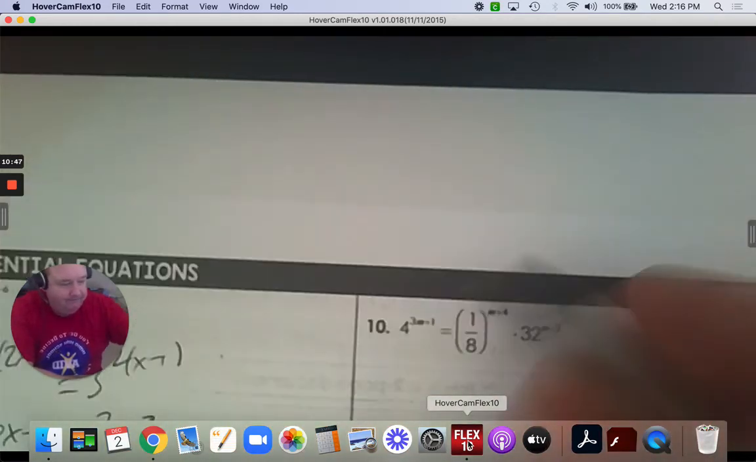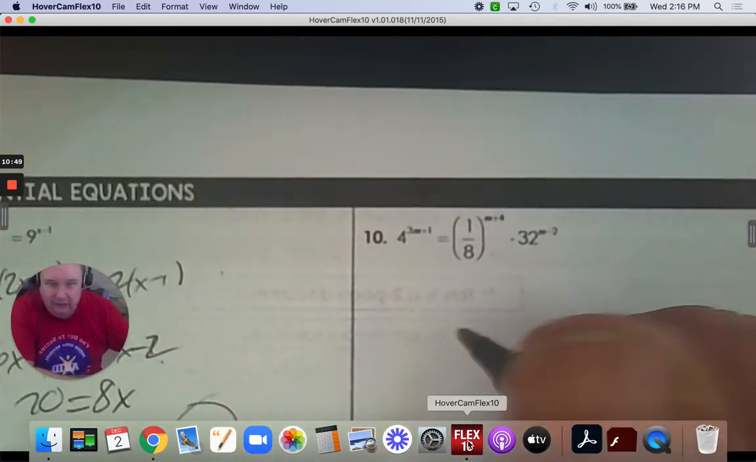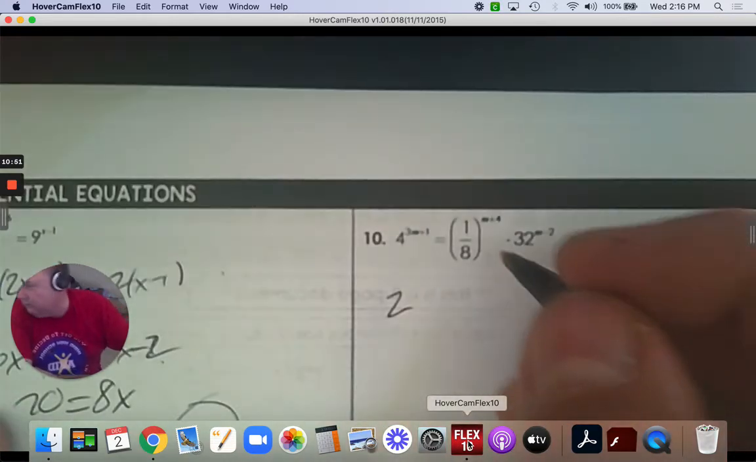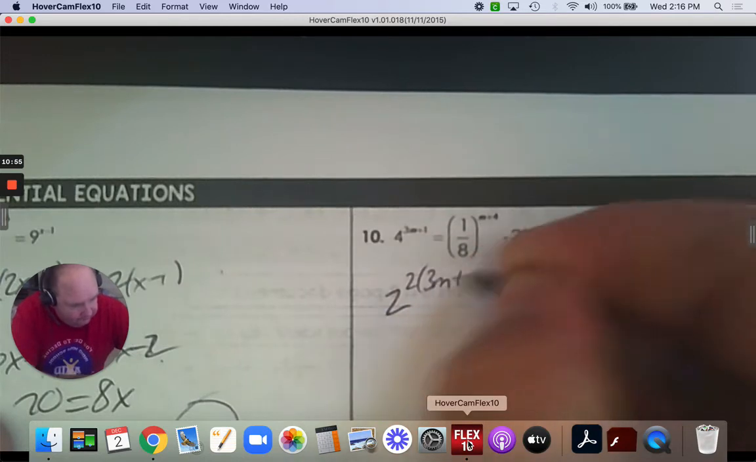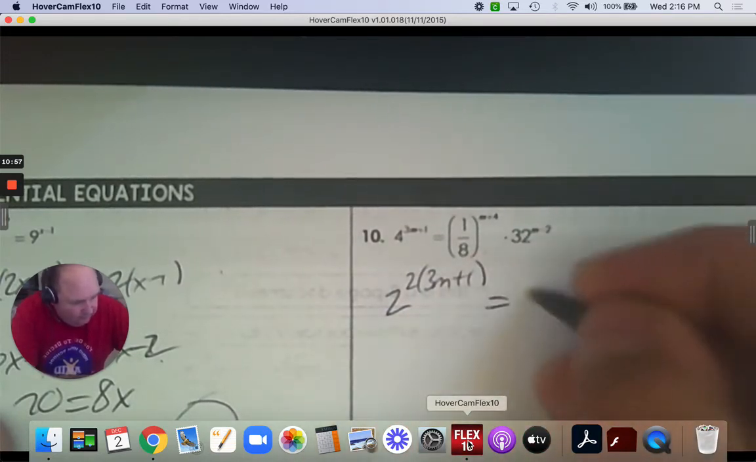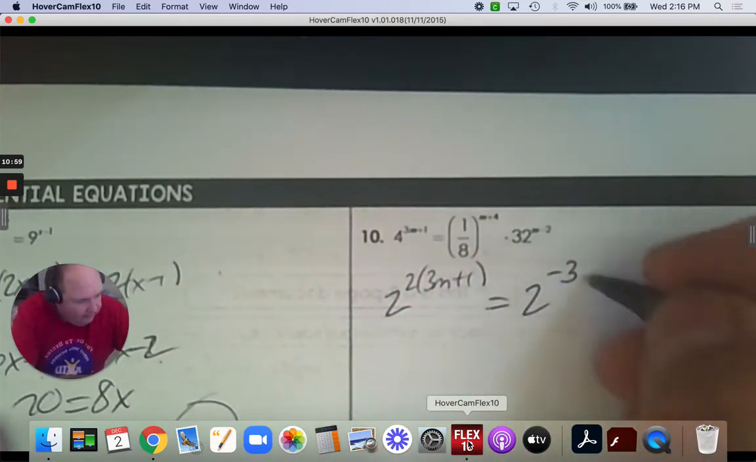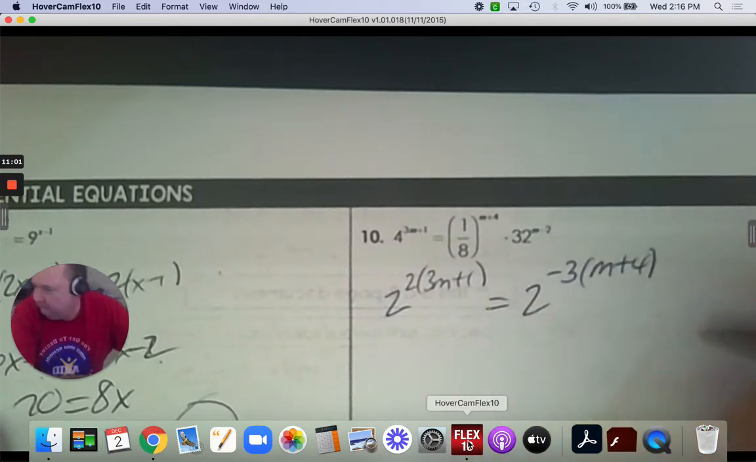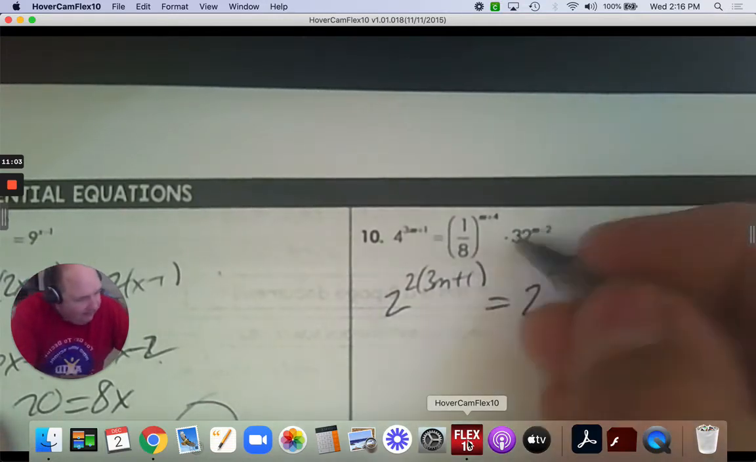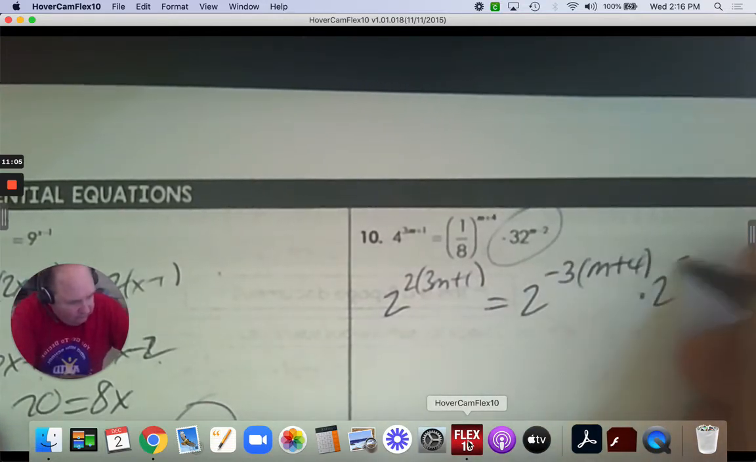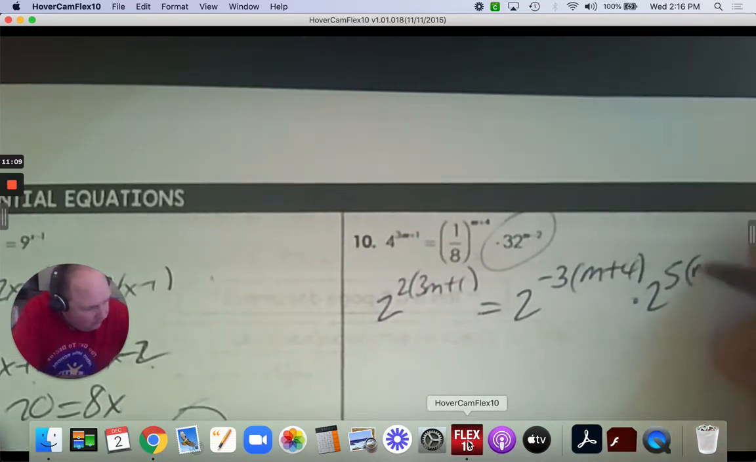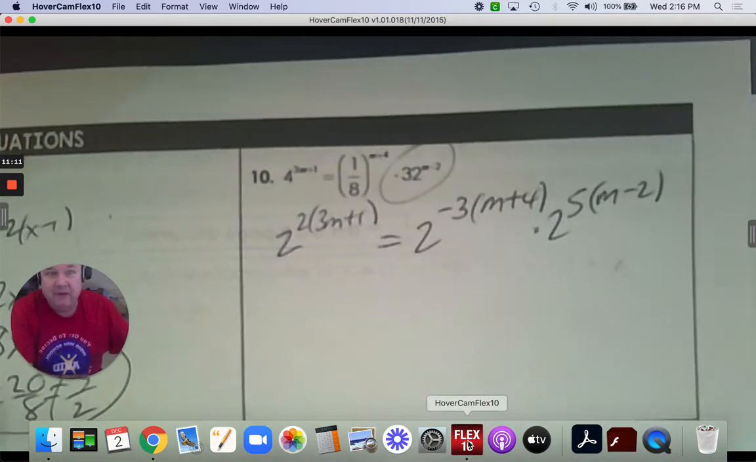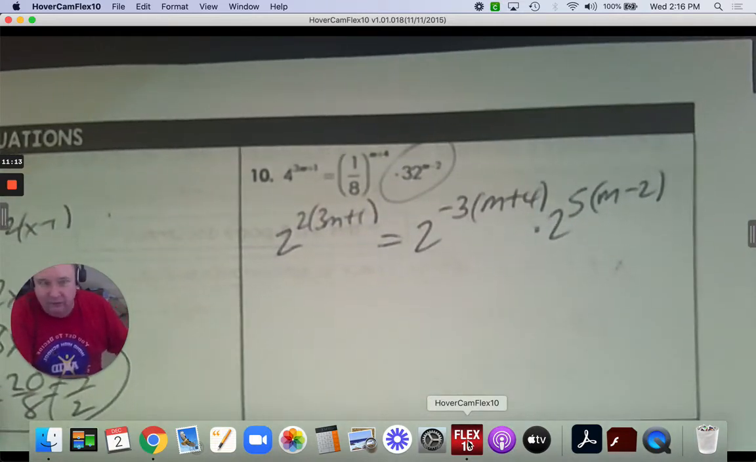Number 10. Can I make the bases the same? Yes, you can. The base is 2. So that's 3m plus 1. 1 over 8 is 2 to the negative 3. That's m plus 4. Sometimes it's hard for me to see. And then 32 is 2 to the 5. And that exponent is m subtract 2. All right. So there's the setup. All the bases are the same.